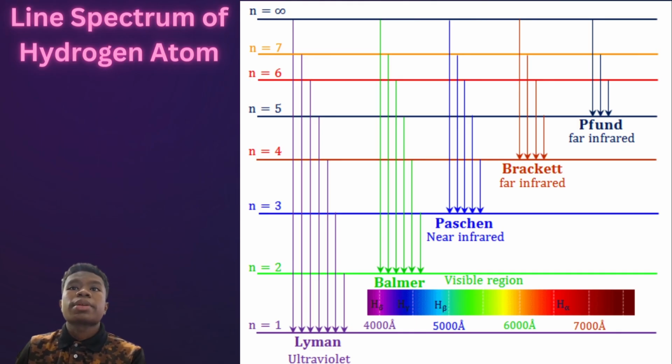Then we have the line spectrum of hydrogen atom. If an electric discharge is passed through a gas discharge tube containing hydrogen, the high energy electrons from the negative electrode to the positive electrode collide with the H2 molecules. This causes the H2 molecules to dissociate into H atoms, and the tube emits light. When the emitted light is passed through a prism, the light is dispersed and separated into its components.